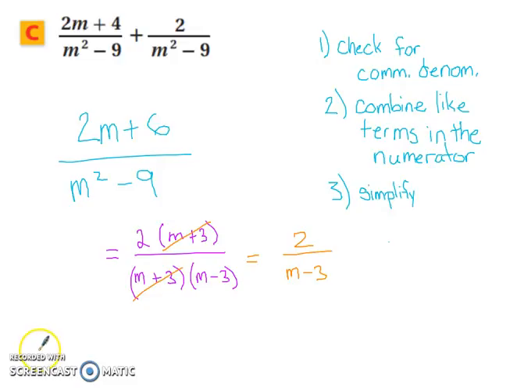And there you have it. As a good rule of thumb, step 1, check for common denominators. You need to make sure that that is the case before you add or subtract. Step 2, combine like terms in the numerator. And then step 3, simplify if possible. This may mean you have to factor, or you could just simply reduce.